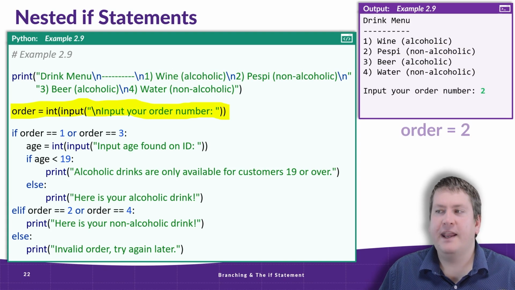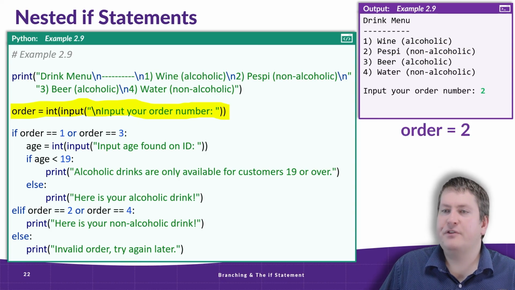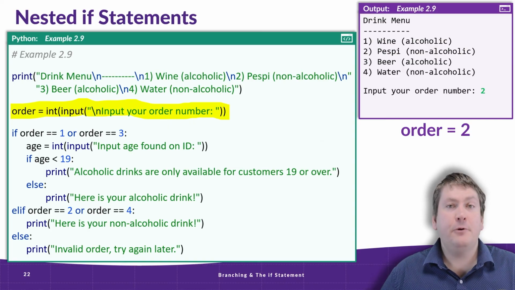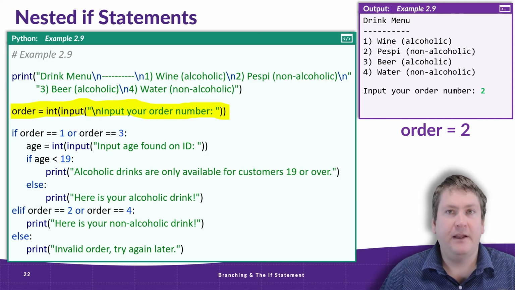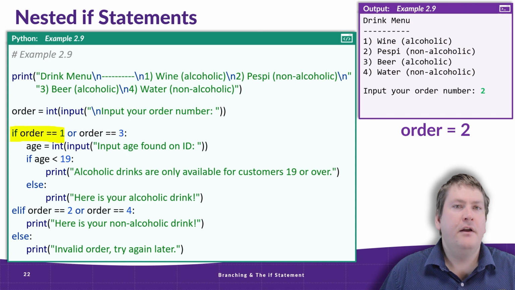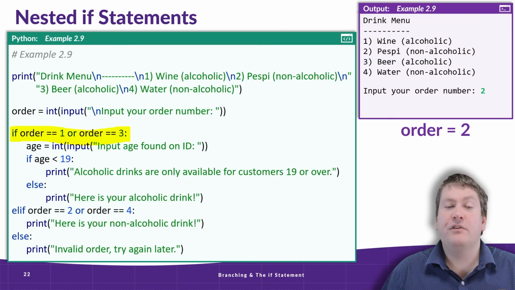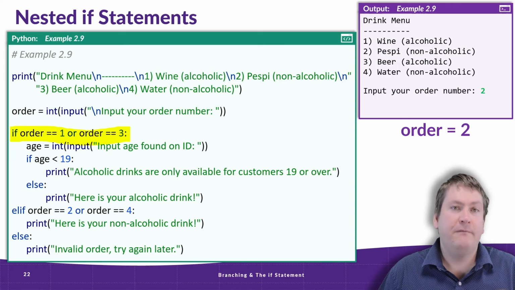After that, we're simply taking in their order. Nothing really special here. I do have a line break in it just to give us a little bit extra space. Let's now trace through this code, assuming the user input an order of 2, which means that they're ordering a Pepsi, a non-alcoholic drink. So we arrive at this first part of the if statement, and the condition is order equals 1 or order equals 3. Order is currently equal to 2, so both of these are false, and that means we do not enter this part of the if statement.